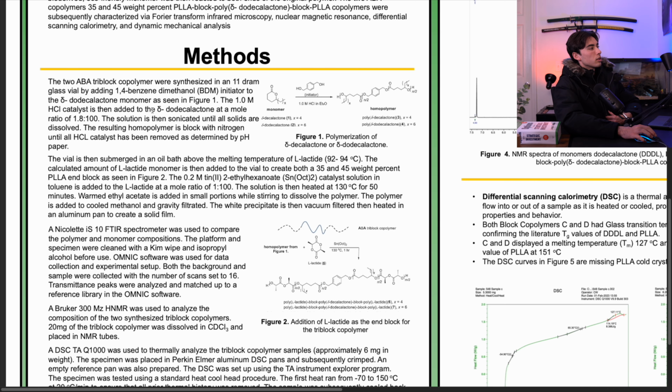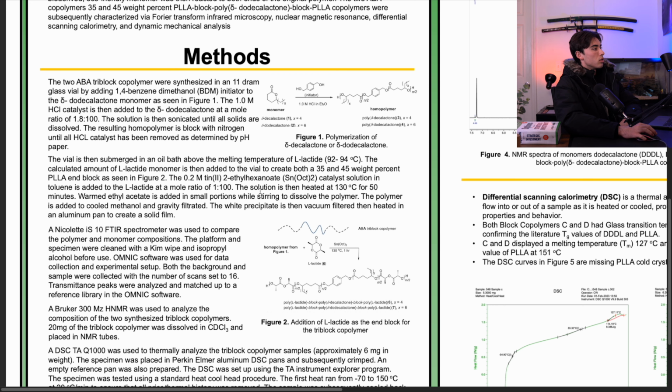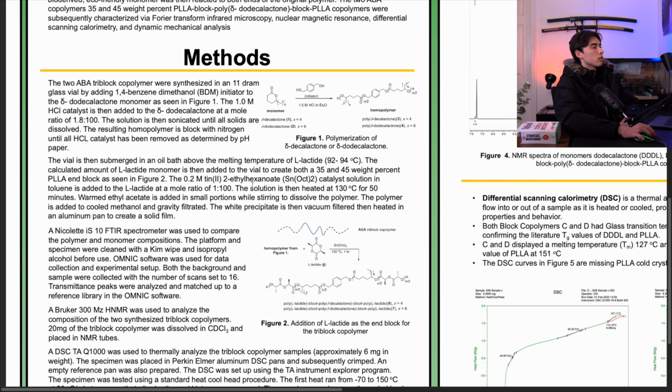So for the method section, we basically synthesized the polymer in a dram vial. We used a 1,4-benzenedimethanol initiator, or BDM, which was added to the δ-dodecalactone monomer, as you can see in this figure here. This would ring open the monomer and it would leave your BDM initiator in the middle. The solution is then sonicated to dissolve, and then nitrogen is blown so we can take out all the HCl catalyst, which is determined by pH paper.